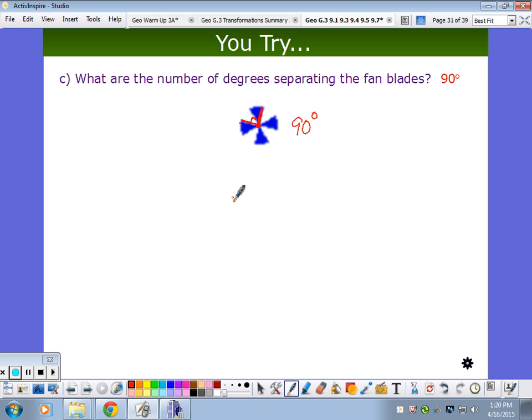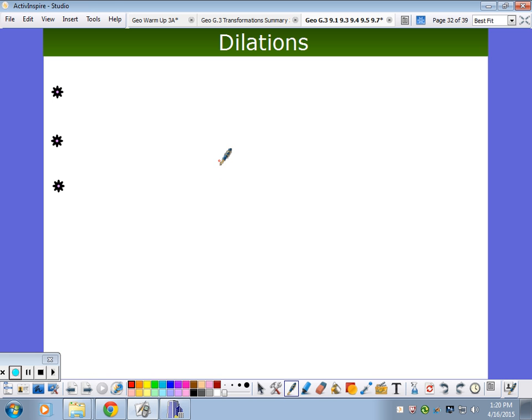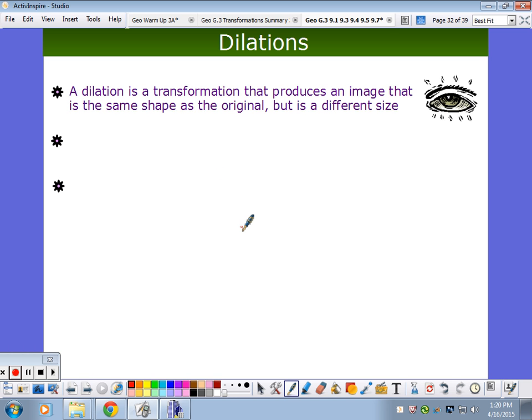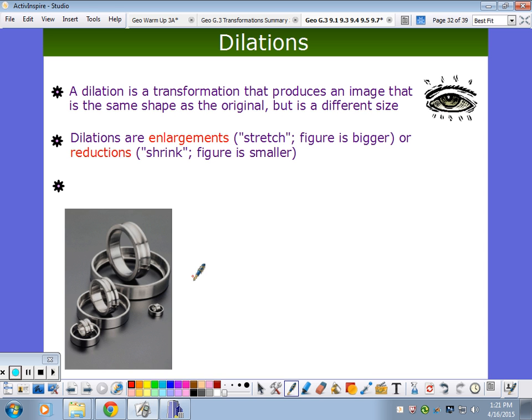Okay. Last little bit, we're on the back of the page here. Dilation. A dilation is a transformation that produces an image that is the same shape but a different size. When things have the same shape but different size, we say they are similar. So instead of getting congruent figures like we did with all the other ones, you'll get a similar figure. I got my eye here because I dilated, so you can kind of remember getting bigger, smaller. Dilations are enlargements or reductions, and we sometimes see other words: stretch for making something bigger, shrink, or even compress for making things smaller.